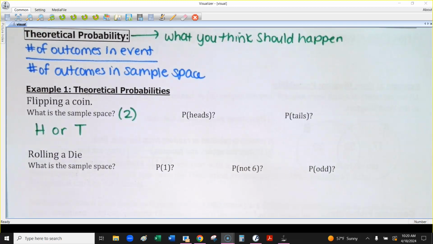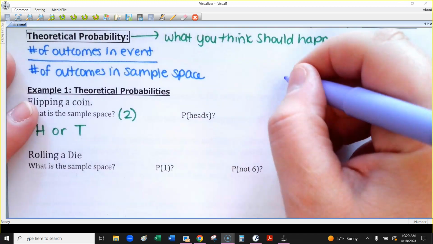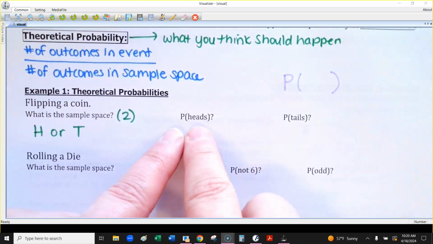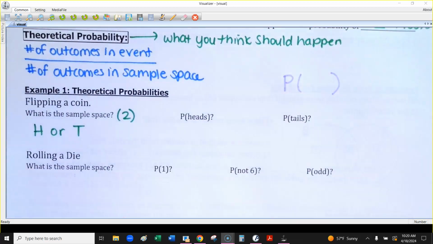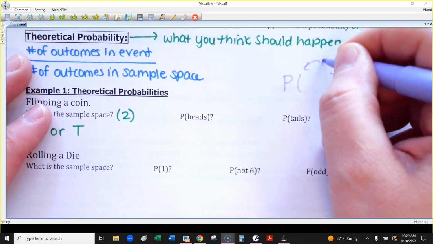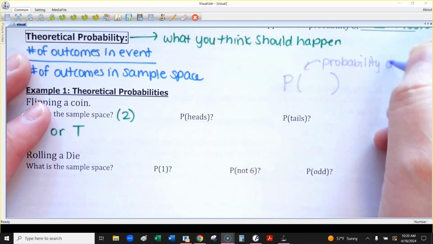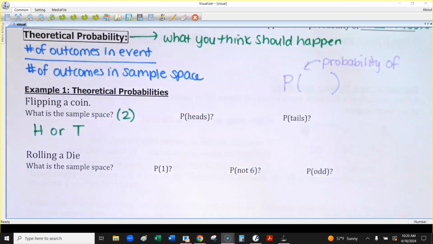Oh, I forgot to put something. Let me go back up here real quick. If you see a P and then parentheses, like I have right here, like this says probability of heads, probability of tails, that's what that means. This means probability of whatever's in the parentheses. Sorry, I don't know if everybody knows that notation, so that's my fault. So if you see P and then something in parentheses, it's probability of that happening.